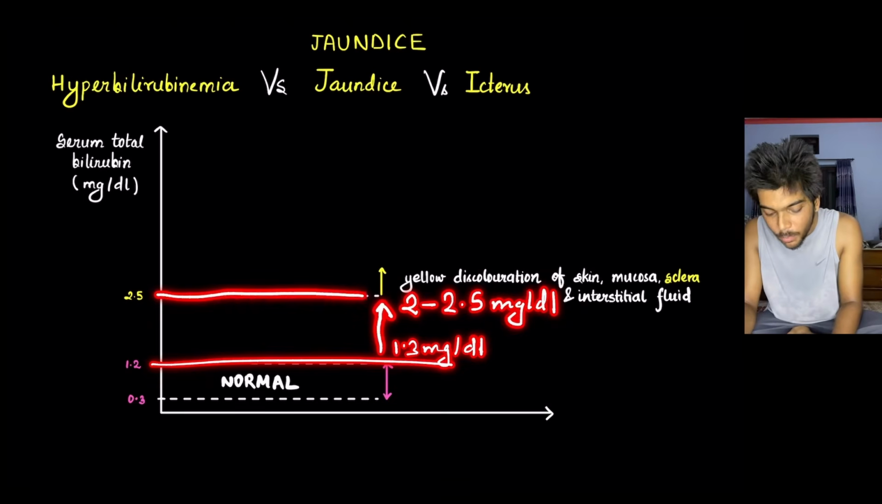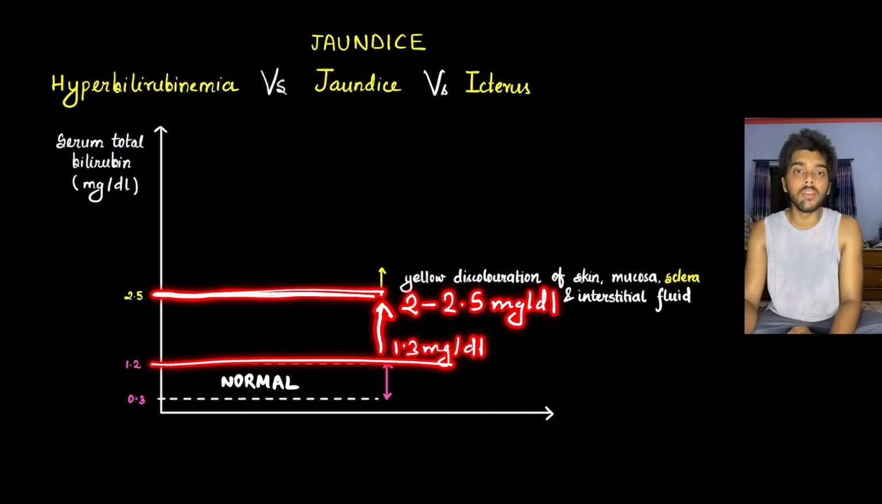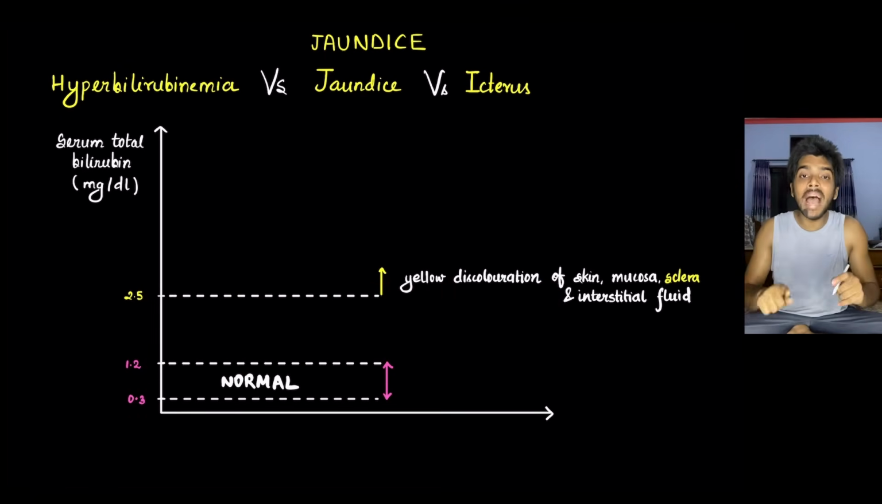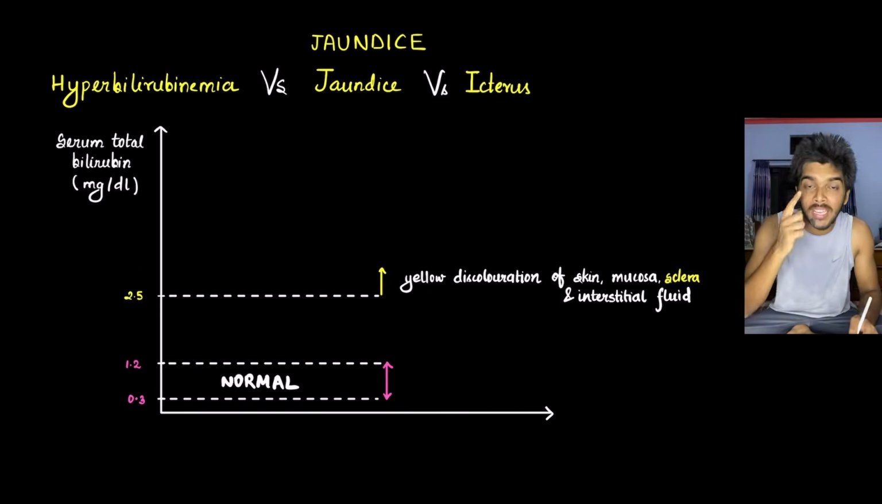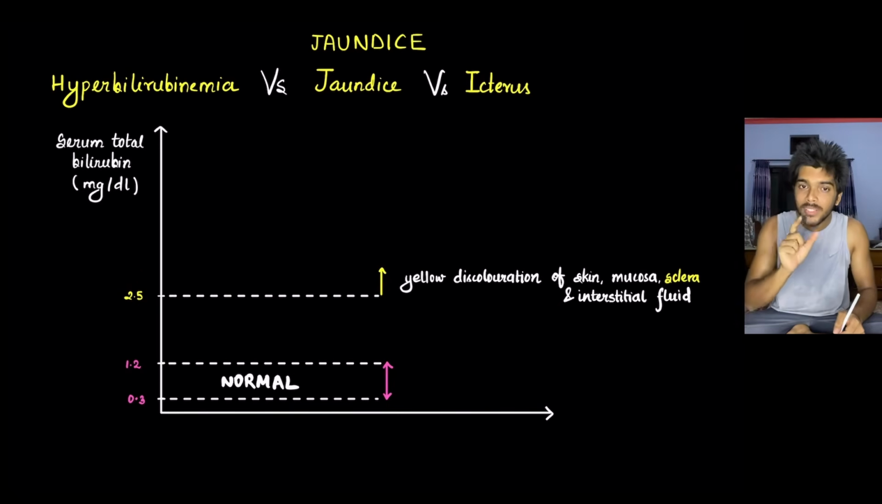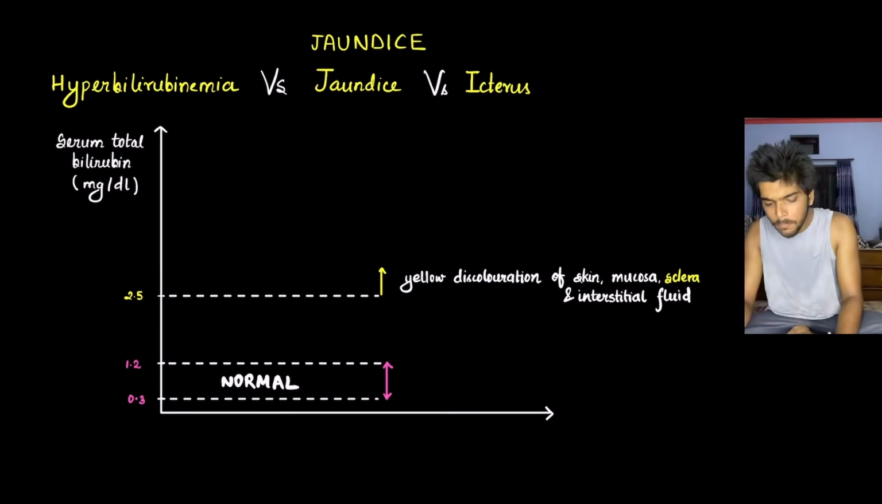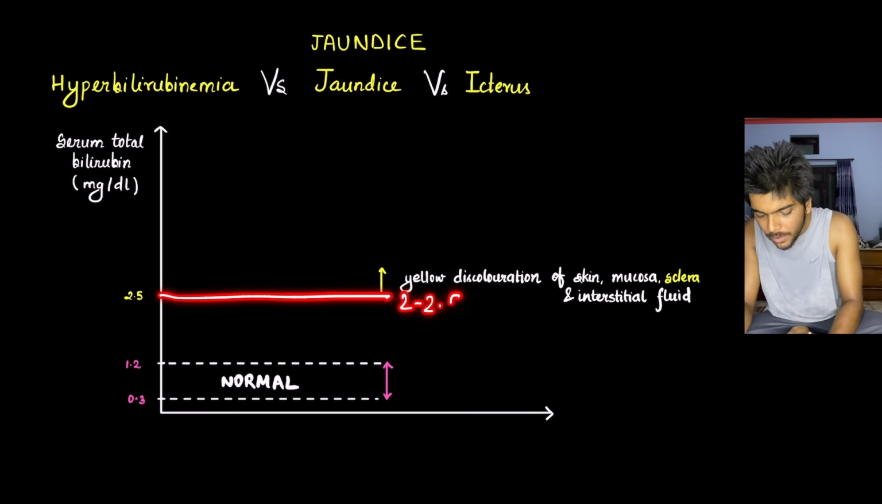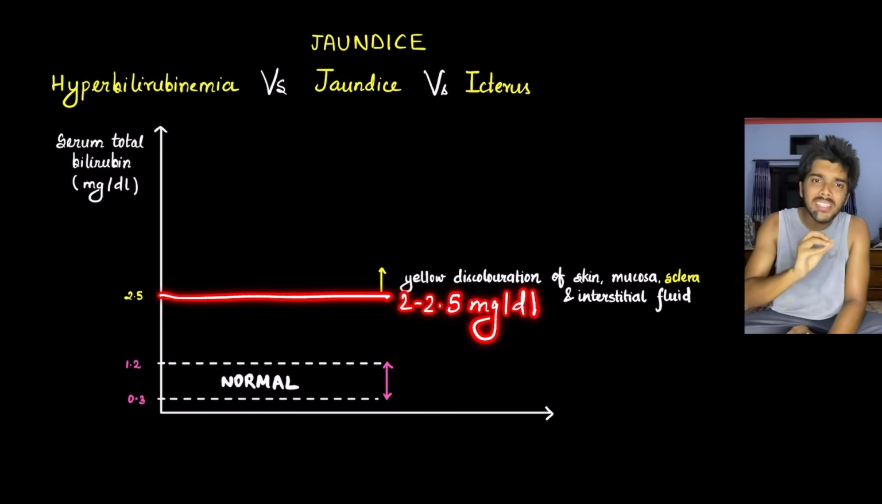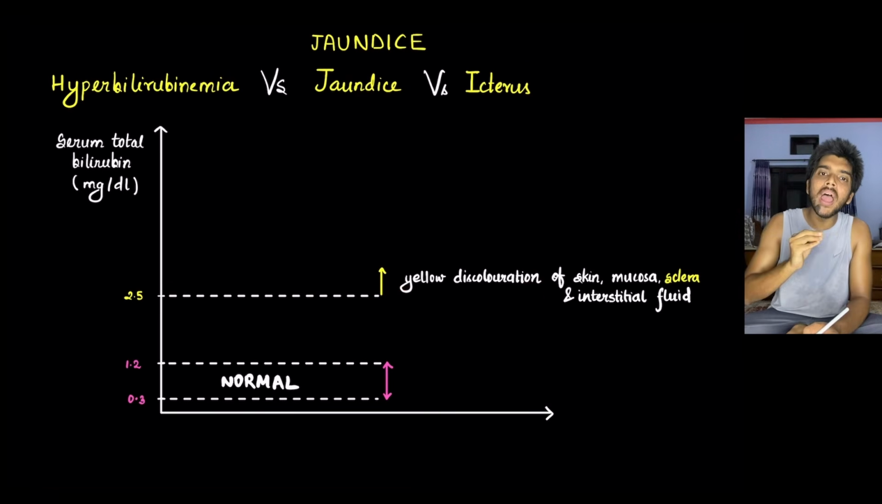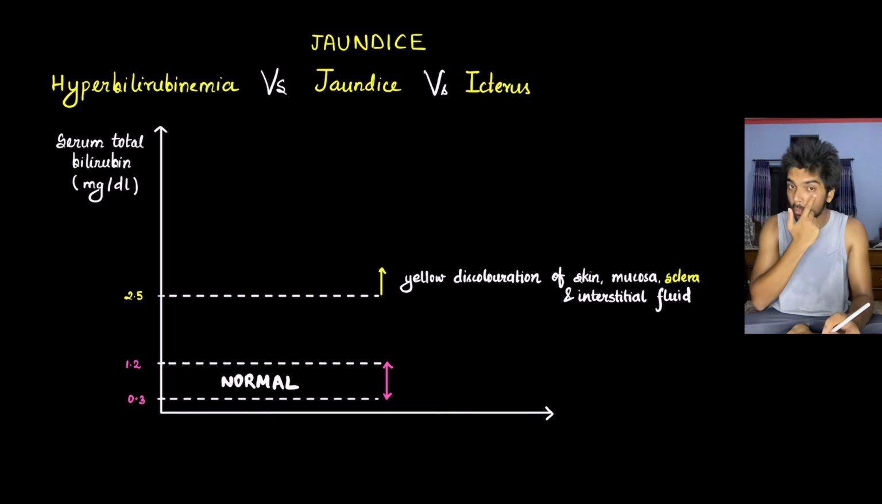At around this point of hyperbilirubinemia, physical, clinical manifestations are appreciable by naked eye. At this point, when such clinical features are well appreciated by naked eye, what kind of manifestation? So when bilirubin is at around 2 to 2.5 milligram per deciliter within the blood, this significant level of bilirubin goes and deposits at certain parts of your body like skin, sclera, the white part of your eye, mucosa, and the interstitial fluid.